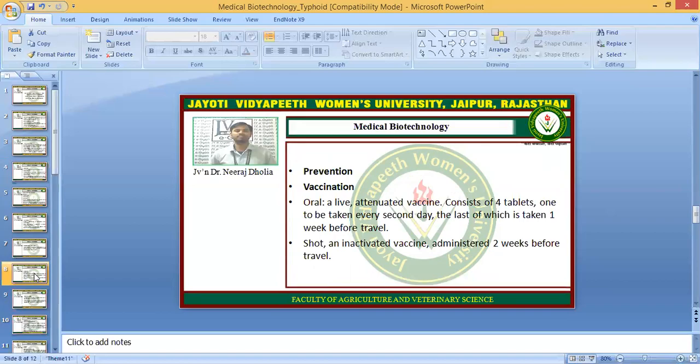So vaccination is also available for the typhoid, and if someone is planning a long travel, they should have the vaccines. So the oral vaccine is a live attenuated vaccine, and it consists of 4 tablets, one to be taken every second day, and the last of which is taken 1 week before the travel. The inactivated vaccine is also there. It is administered 2 weeks before the traveling.